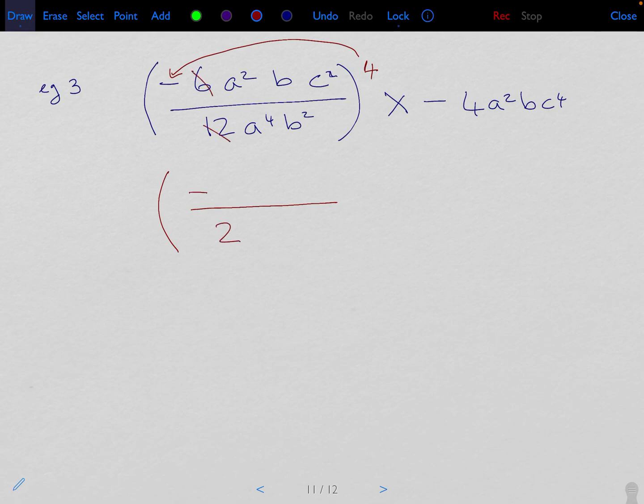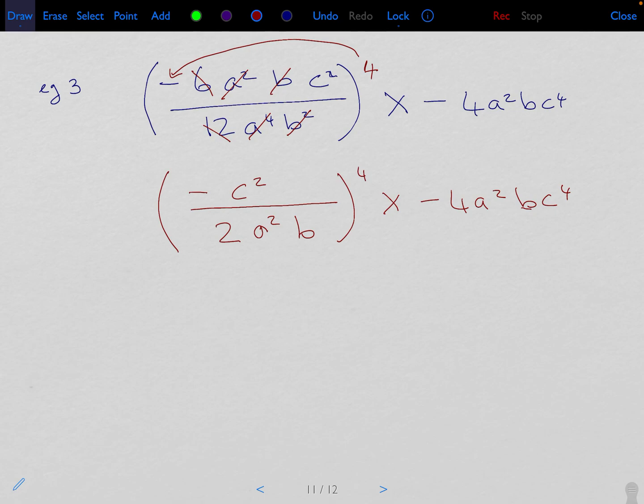6 goes into 12 twice. These 2 a's cancel with 2 of those. This is a squared. This b cancels with 1 of those. There's a b left, and there's 2 c's at the top. So that's going to be a lot easier to work with. But if you didn't, if you used the 4 first, it wouldn't matter. It would be fine. Either one is fine. So you can cancel in the bracket, or you can raise it to the power first. It won't matter.